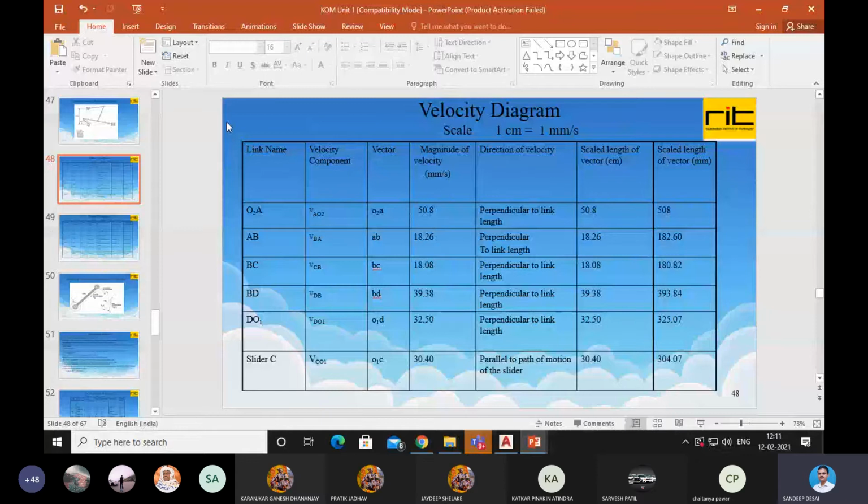If required, you can write it in meter per second. It is just a matter of conversion. If you have to write it in centimeter per second or meter per second, you just need to convert. If you have to write it in meter per second, you have to divide this value by 1000.